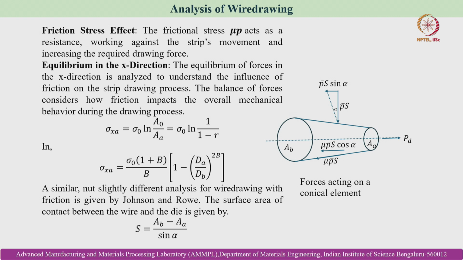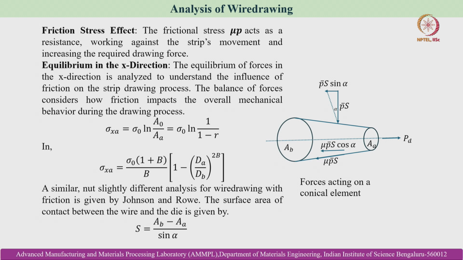So, frictional stress effect. The friction stress mu p acts as a resistance to the wire drawing process, working against the strip's movement and increasing the required drawing force. So, equilibrium in the x direction. The equilibrium of forces in the x direction is analyzed to understand the influence of friction on the strip drawing process. So, the balance of forces considers how friction impacts the overall mechanical behavior during the drawing process.